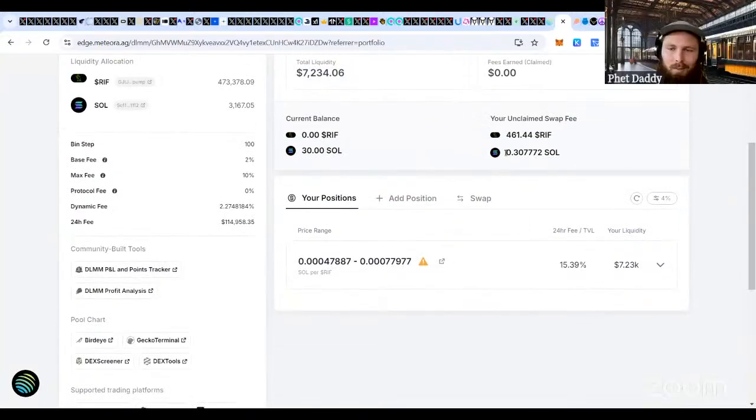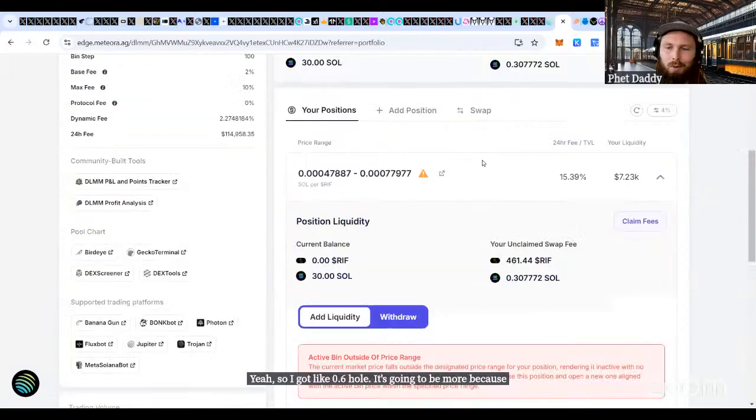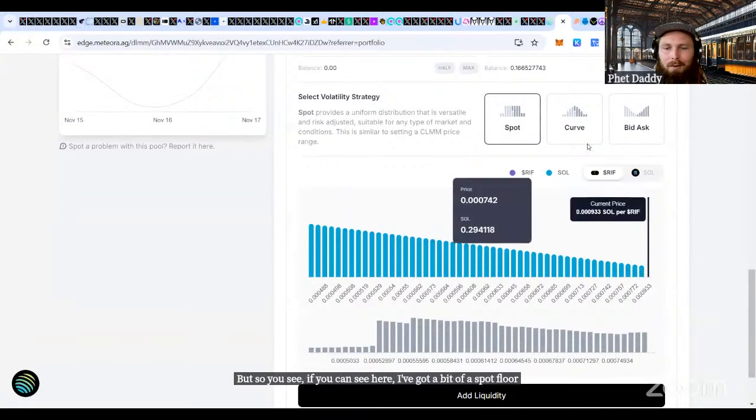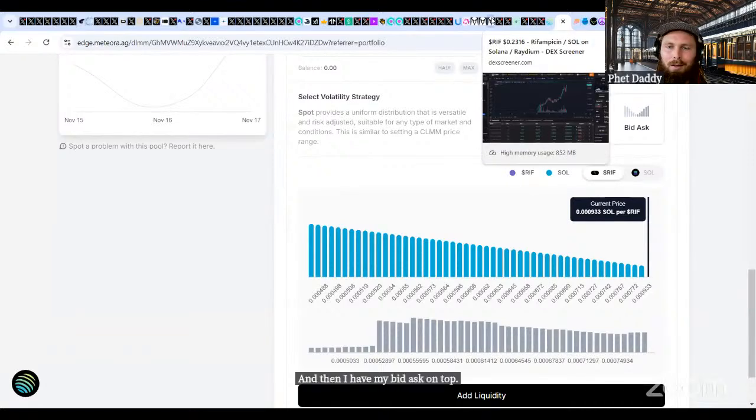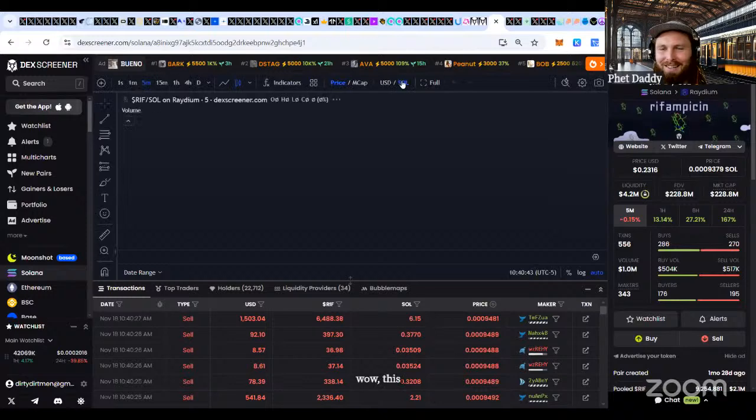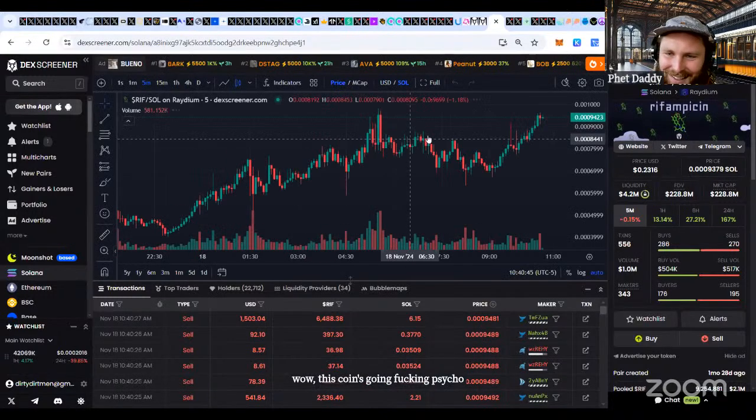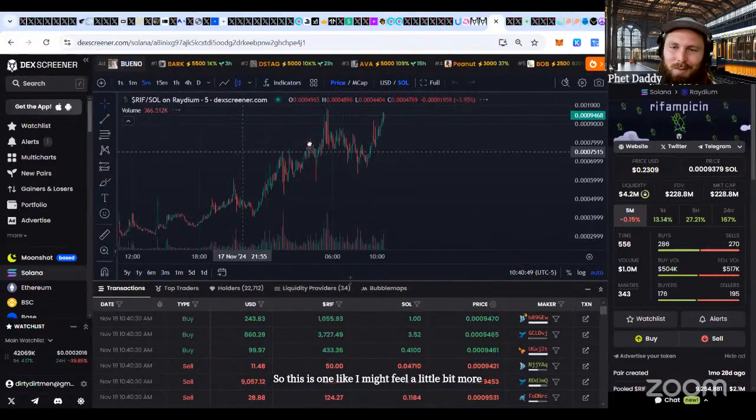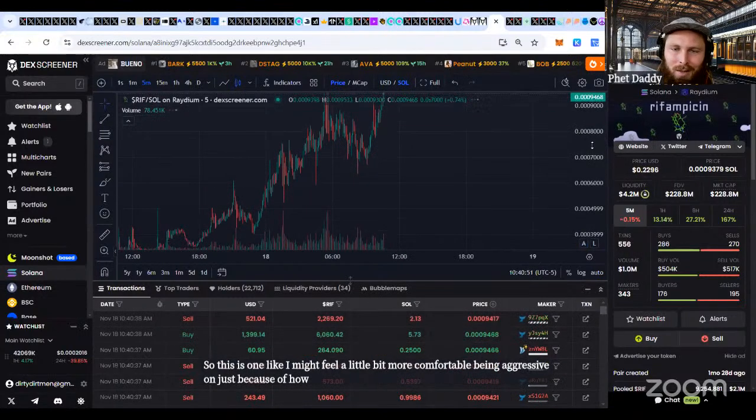So I got like 0.6 SOL. It's going to be more because these coins are now worth more. But you can see here, I've got a bit of a spot floor, and then I have my bid ask on top. Wow, this coin's going psycho. So this is one I might feel a little bit more comfortable being aggressive on just because of how bullish the chart is.